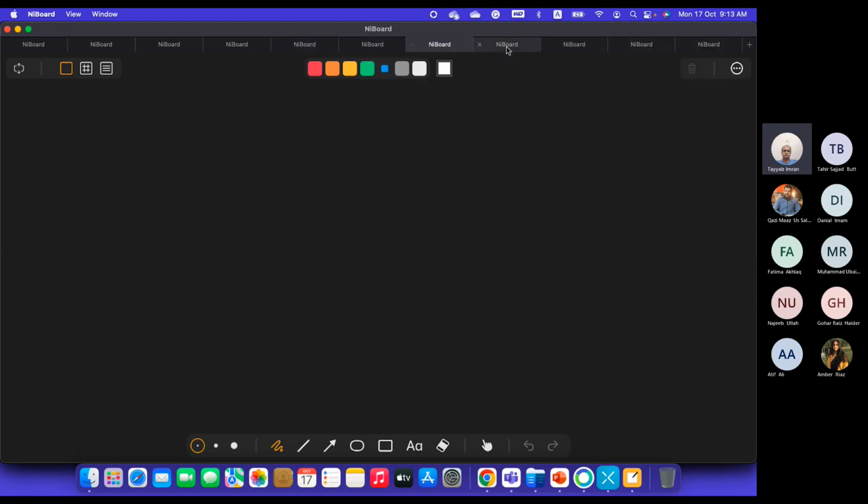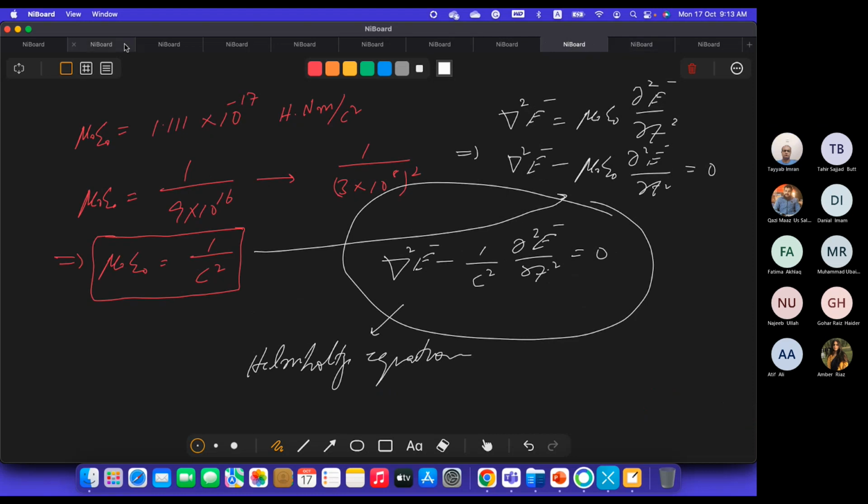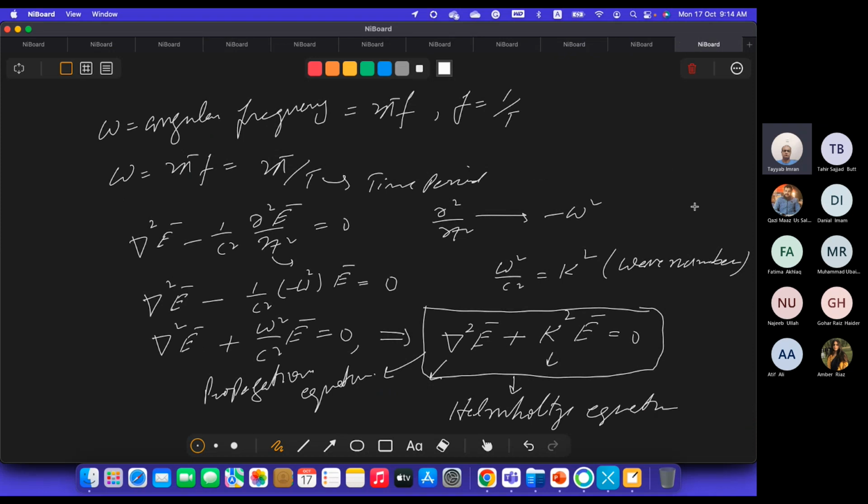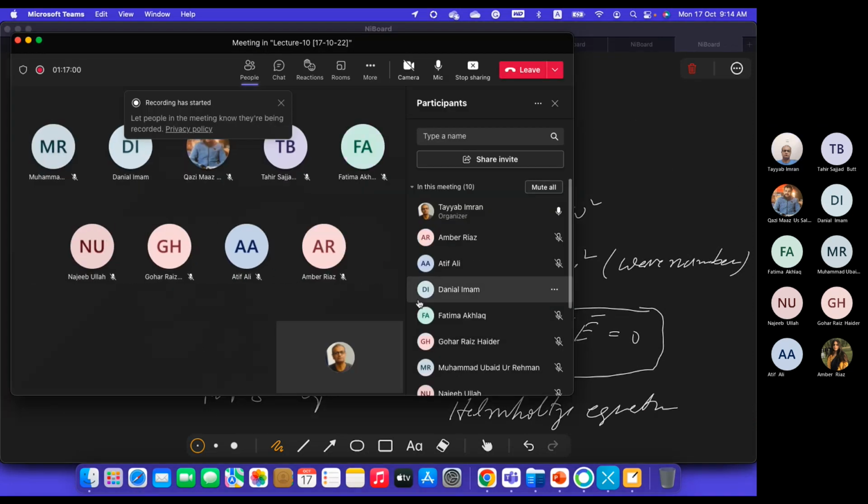I don't know, the previous slides are eliminated somewhere, I don't know. Anyway, ये जो अंबर रियाज हैं ये तो हैं यहाँ पे। क्या नाम बताया था आपने?